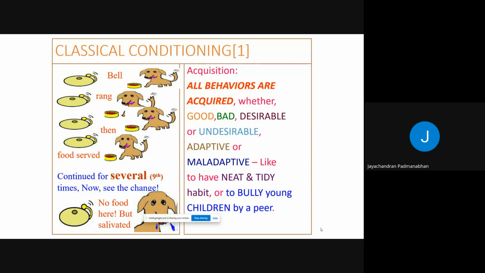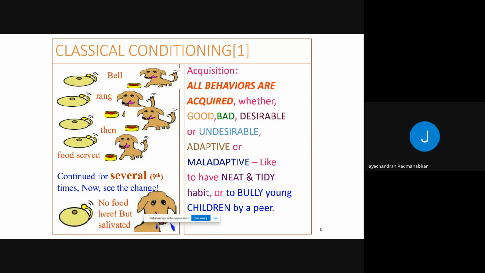So what he did was he rang a bell, and after 30 seconds, within a minute, he served food. The first day, the dog did not understand why the bell was rung. He continued this for 9 days. After that, also he continued. But he did this with many species and many circumstances and also with people. That is why it took 30 years.